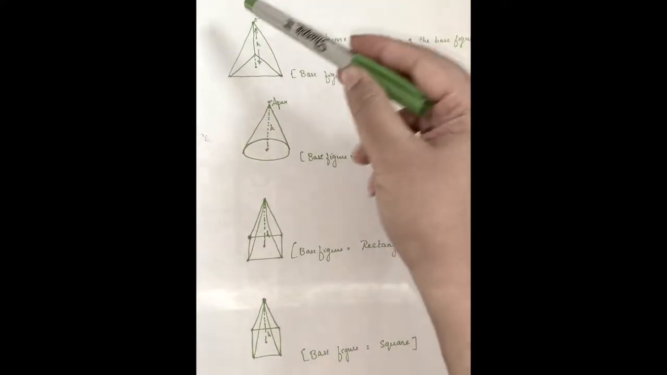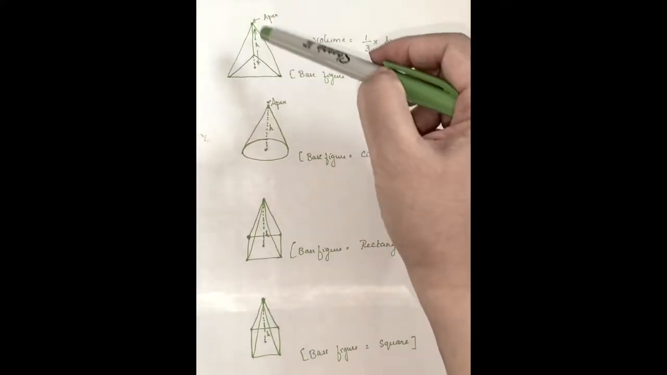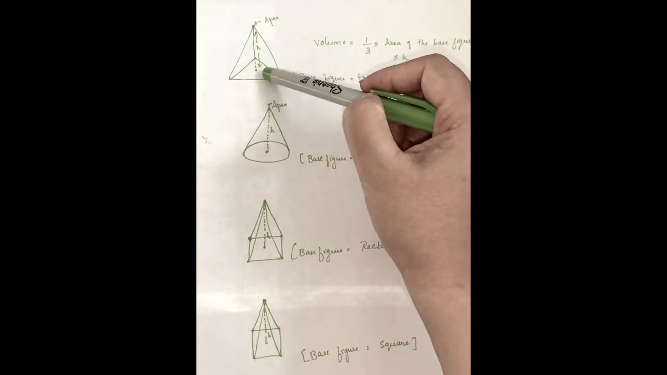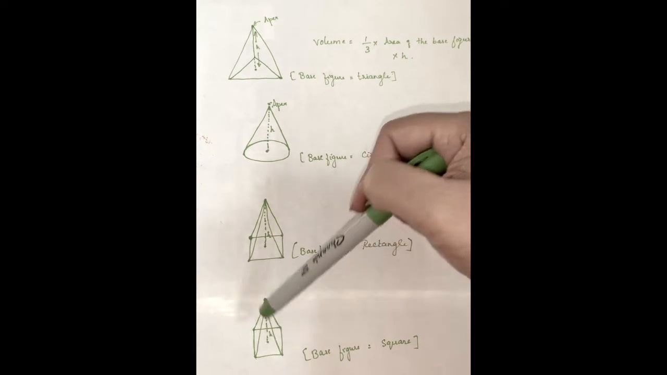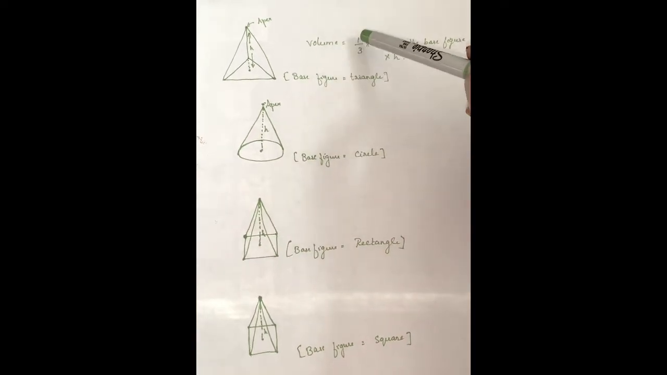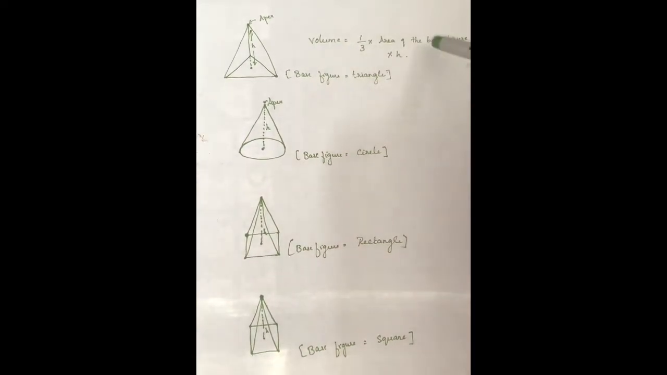Suppose the figure has a sharp edge like this. The sharp edge is the apex, and the base here is a triangle, circle, rectangle or square. Then the volume will be 1/3 times the area of the base figure into height.